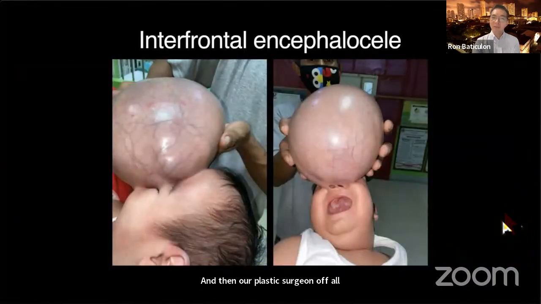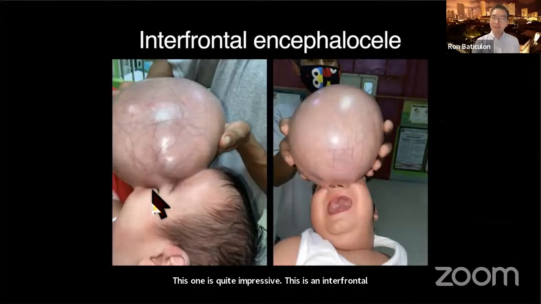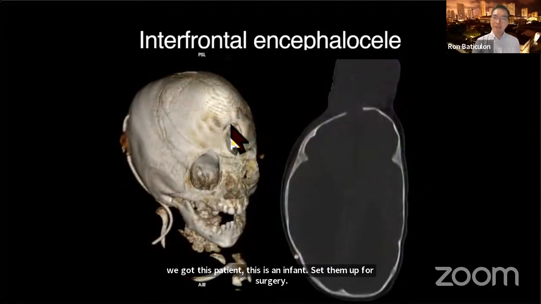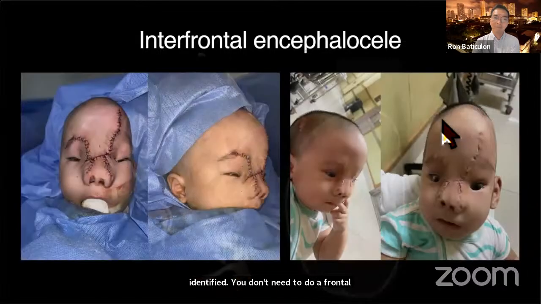This one is quite impressive. This is an interfrontal encephalocele. They can get this big, and you see vision is compromised here. As soon as we got this patient, an infant, we set him up for surgery. It's an interfrontal encephalocele, in between the frontal bones. And in these cases, because the bony edges can be readily identified, you don't need to do a frontal craniotomy. These patients would just get an extracranial repair.